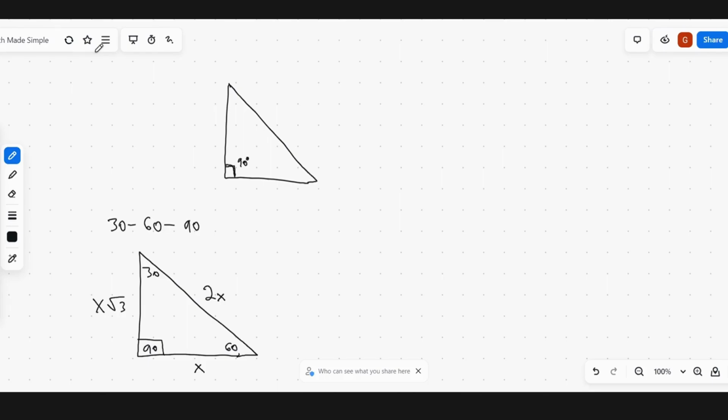Quick example with this: if we have a 30, 60, 90-degree triangle, and the side opposite the 60 degrees has a length of 18, what are the other two side lengths? Well, the side length opposite 60 has a length of x square root 3. So we can set 18 equal to x square root 3 and solve for x. We'll divide both sides by the square root of 3, and we get that x is equal to 18 over the square root of 3.